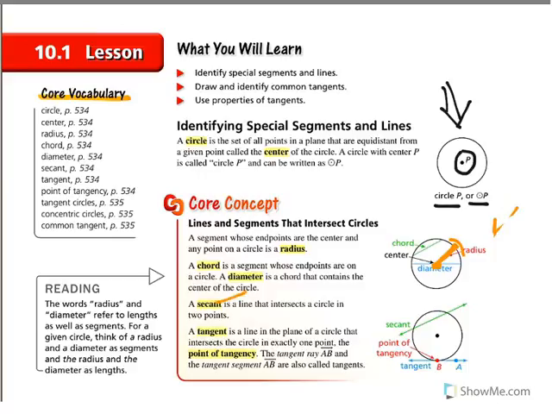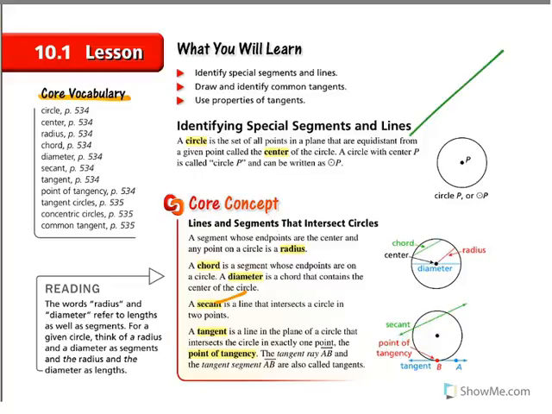We have a secant line. A secant goes through your circle, so you can think of secant slices. Okay, so a secant kind of slices through your circle. I usually think of that game Fruit Ninja. Okay, you know how you take the fruit and you slice through it? Well, that's what a secant does. It slices through your circle.